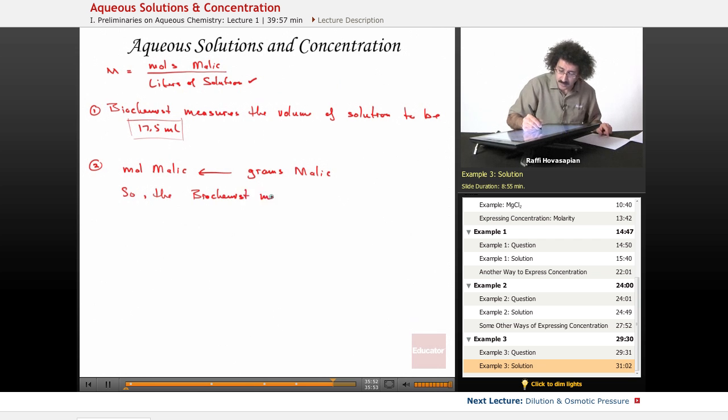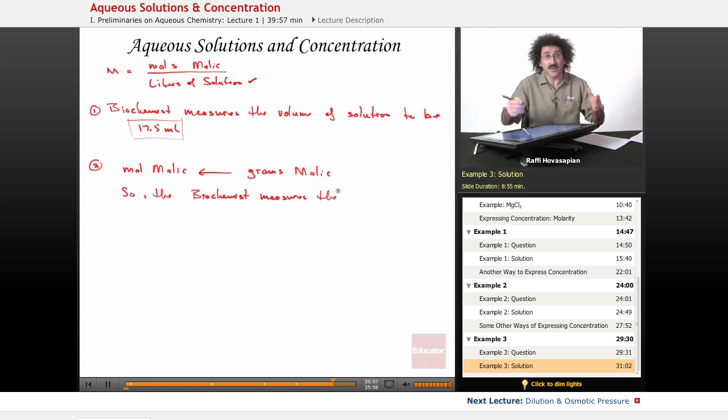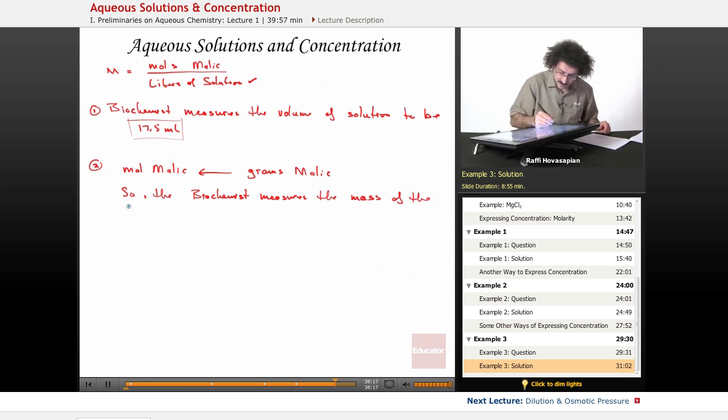The biochemist measures the mass of the solution. He puts it on a scale and he actually measures it. Or actually, he takes a glass vial, he takes its mass, he empties the contents into that vial, and then he takes that mass, he subtracts the mass of the vial that he knows the mass of, and he has the mass of the solution.